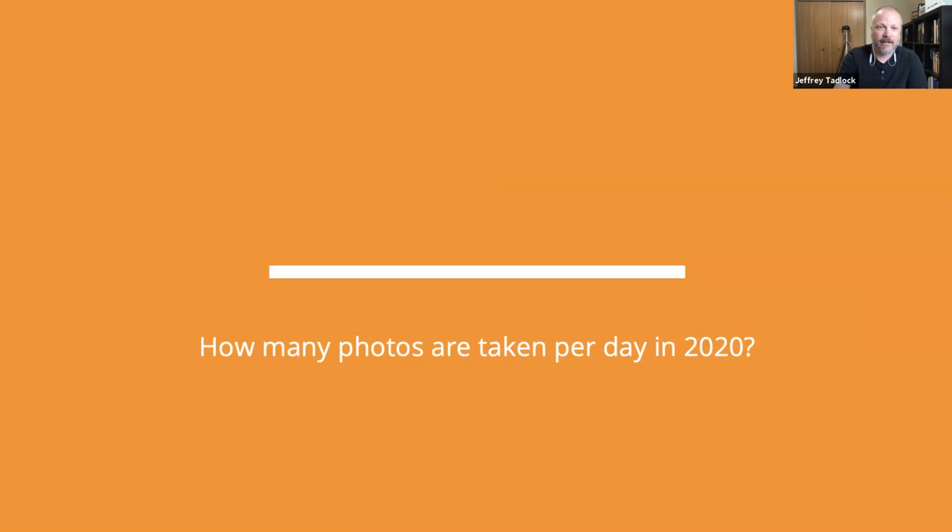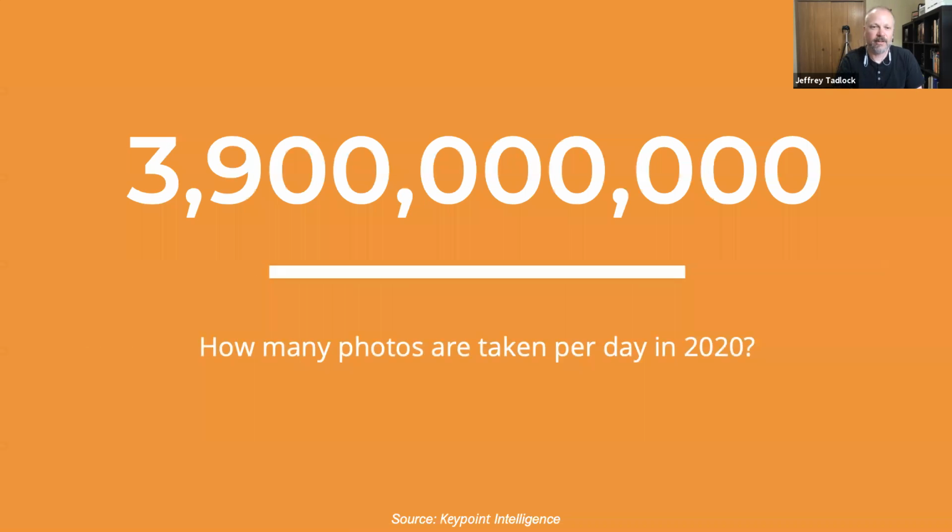And how many photos are taken per day in 2020? The number of images taken with people with phones and cameras in their pocket and everything like that, it's growing all the time. This year, according to Key Point Intelligence, 3.9 billion photos are taken per day in 2020. That's just a tremendous amount. Obviously, not all of those are used for business. Some of that's us taking pictures of our cats, taking pictures of our kids or dogs, random things, but that's just a tremendous amount of imagery that's out there.